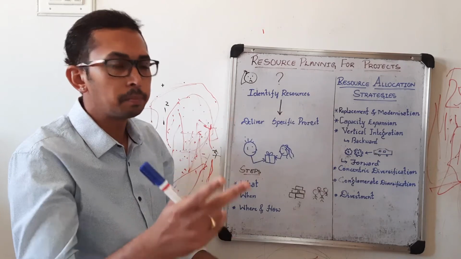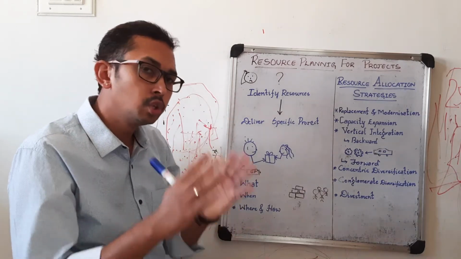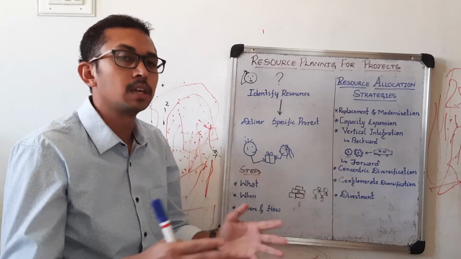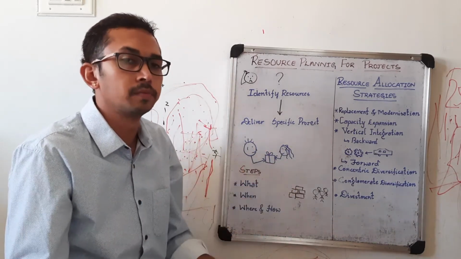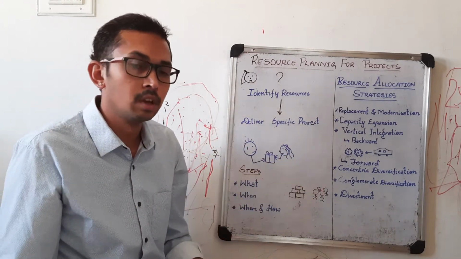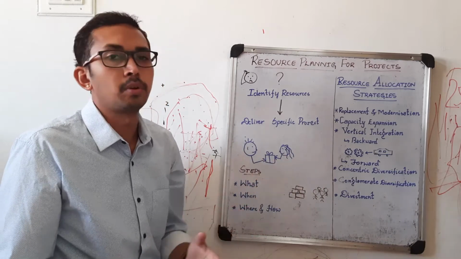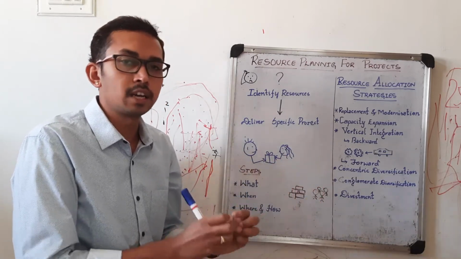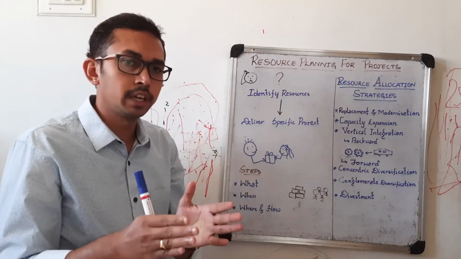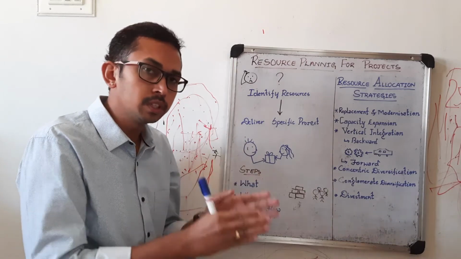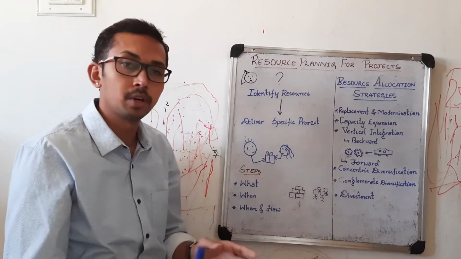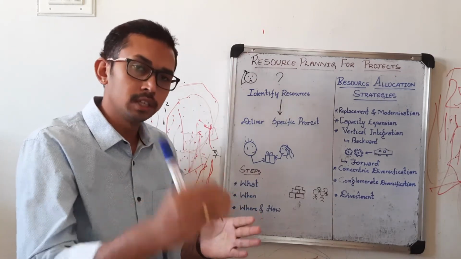The step number 2 is when. You have identified what resources are required and how many resource persons or laborers are required. The next step is when you want all those persons. For example, in doing any project, you will have a specific start time and a specific end time. At which stage do you want the laborers or the resource person? That is step number 2, when actually you want the resources.